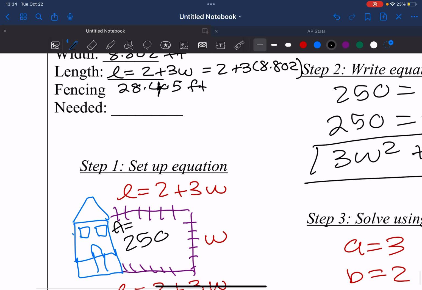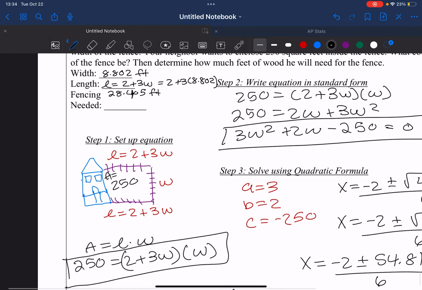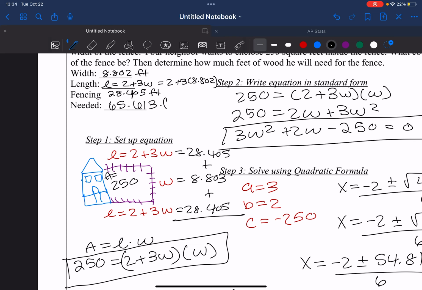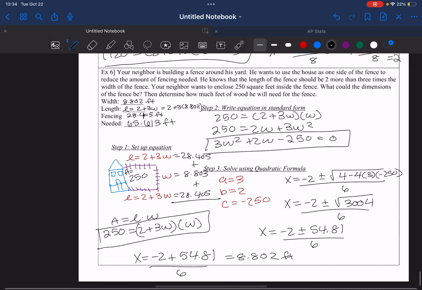Okay, and let's go back down to our diagram to find how much fencing is needed. So we know that this is 28.405, this is 28.405, and the width is 8.803. So we have to add all those together, find our total, and that's going to be how much fence is needed. So I get 65.613 feet. That's the amount of fencing needed.